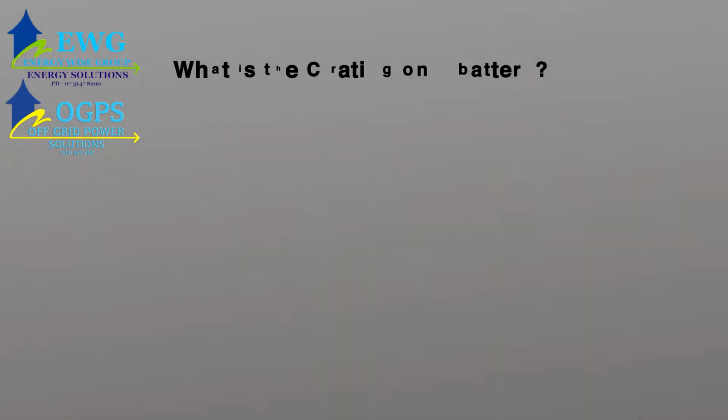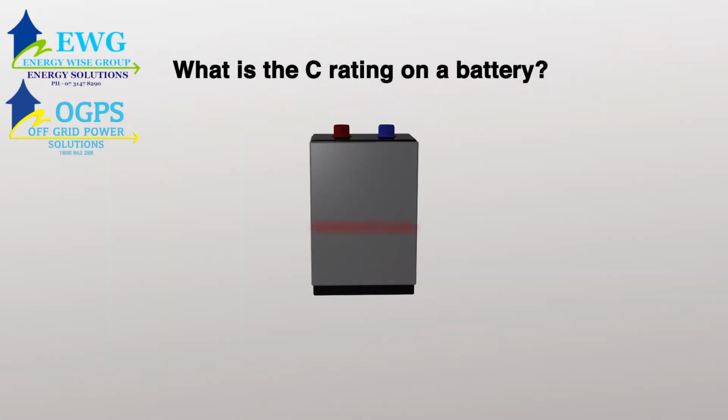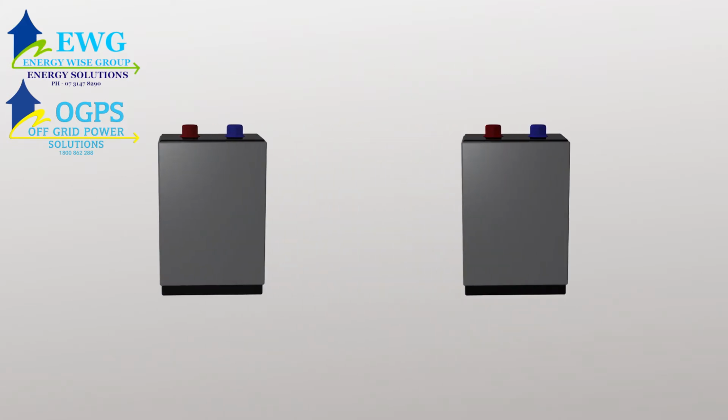C rating. What is the C rating on a battery? Each 2-volt battery will have a specified discharge rate known as the C rating. The C rating of a battery determines how much energy each battery has available over a given period. C10 rating means the battery is designed to discharge all of its energy over 10 hours. A C100 rating means the battery is designed to discharge all of its energy over 100 hours.